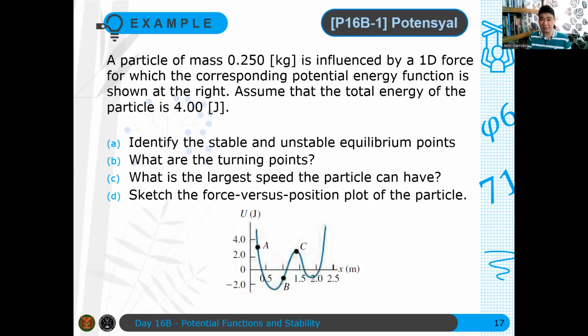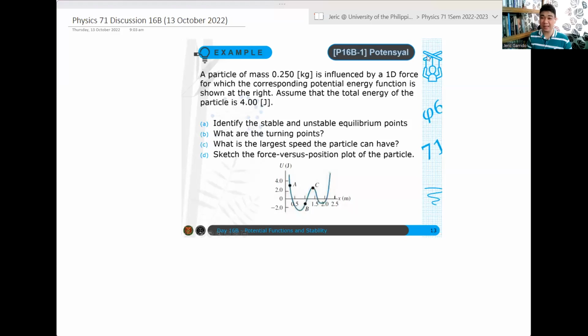Okay, sige, I'll be giving you maybe 2 minutes to solve this, or to think on how to solve this problem, and I'll show you the solution after. Okay. Okay, so maybe 2 minutes have elapsed. Or joke lang yung sinabi ko na yun. Pero let us answer this problem.